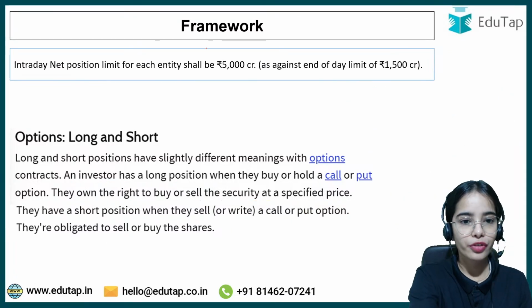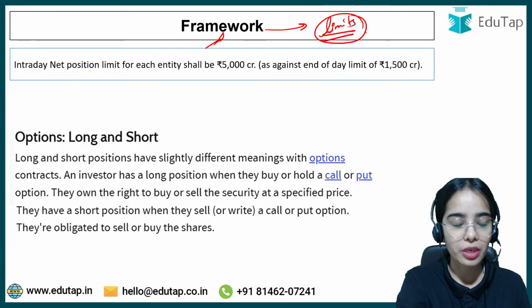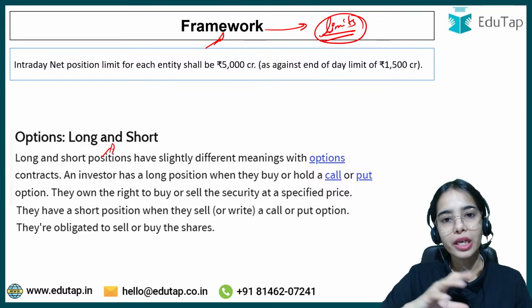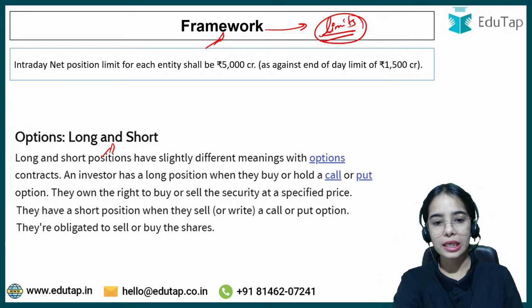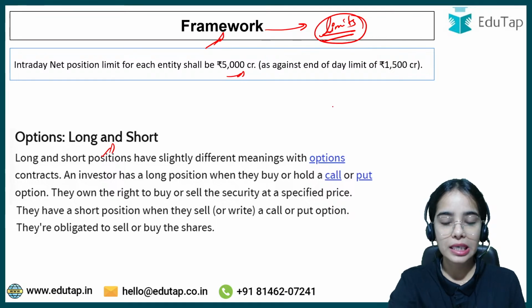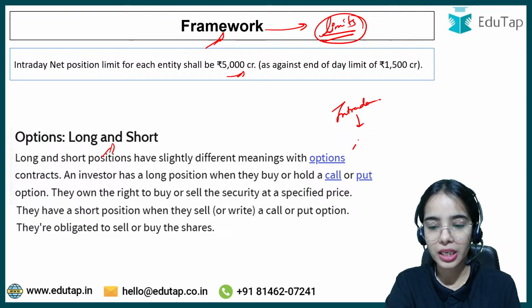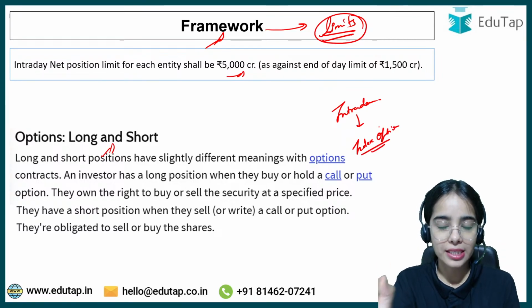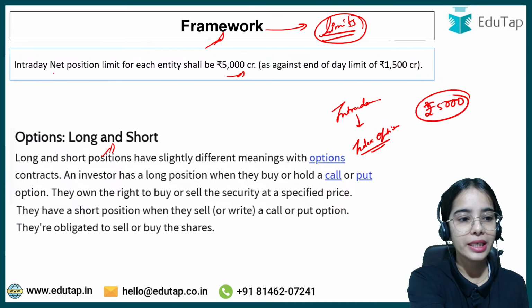Now, intraday net position. So now we are coming to the framework. Now we are going to discuss the limits, and when we discuss the limits, this long and short position will be discussed again. The intraday net position limit for each entity shall be 5,000 crores. So basically, the trading that is happening in the index option intraday has an entity-wise limit of rupees 5,000 crore in the net position limit.